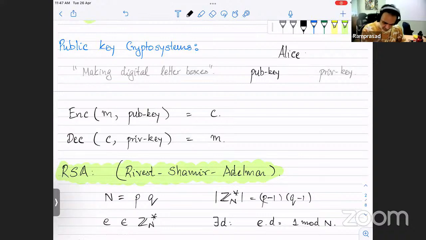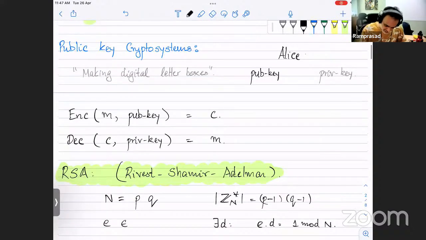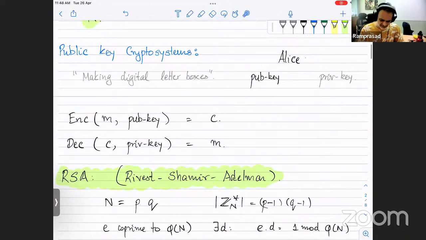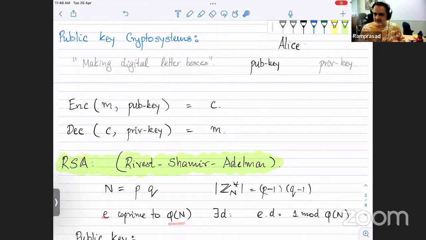N. Sorry, am I messing up something? This is not what I want to do. I want E to be co-prime to phi of N. And there will exist some D such that E times D is equal to 1 mod phi of N. Because of the fact that if E is co-prime to phi of N, then the Euclidean algorithm will tell you that there is some inverse, so you can compute this D.